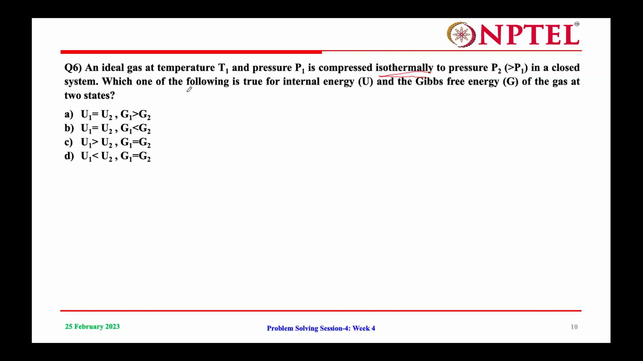Here is an isothermal compression, so it means temperature constant. Temperature constant means generally internal energy depends on the temperature. So from state 1 to state 2, internal energy should be the same due to the isothermal conditions, right? U1 is equal to U2.